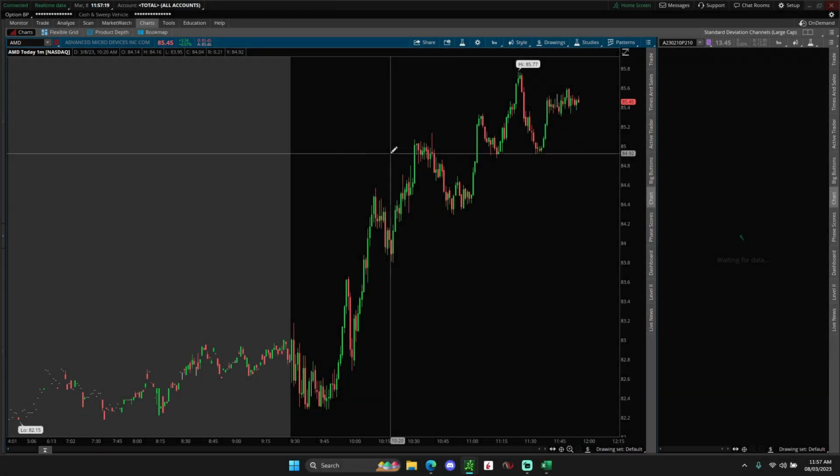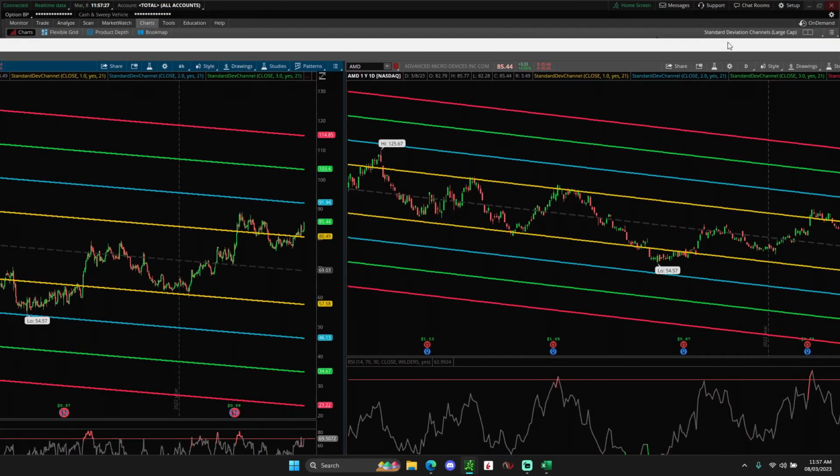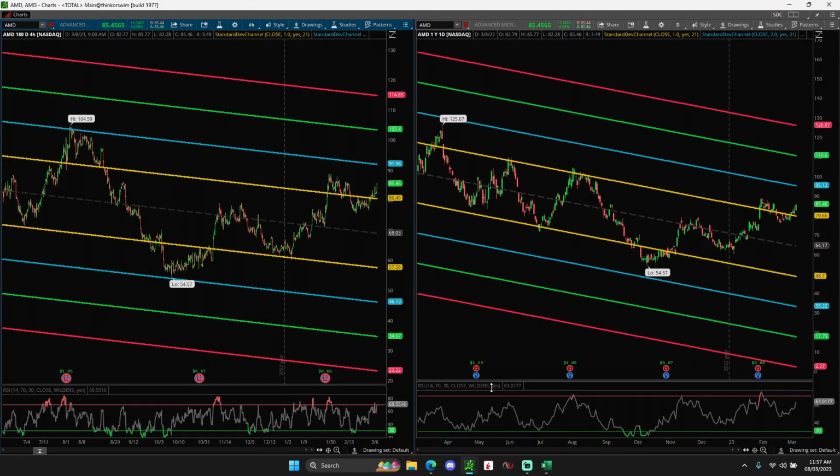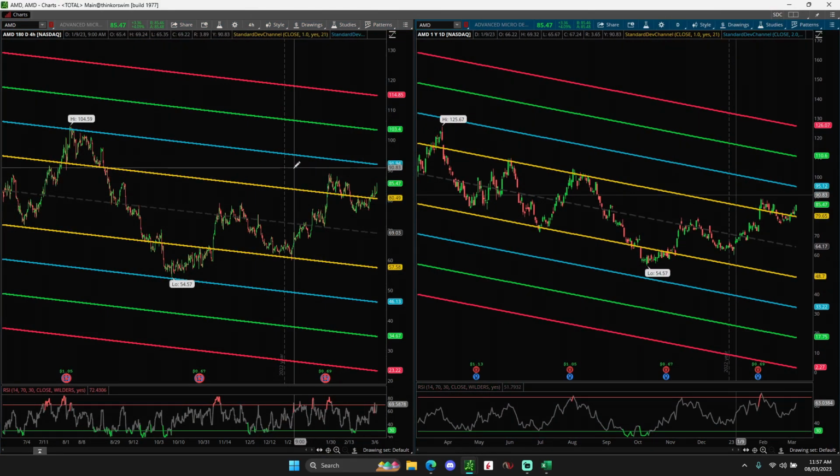In this one we are going to be doing some in-depth stock analysis, technical analysis over on AMD. So to get straight into it, on the day we're currently up 4%, but what are the key levels that I'm paying attention to? On the left we have a 6-month, on the right we have a 1-year chart, and again we're just using standard deviation channels.